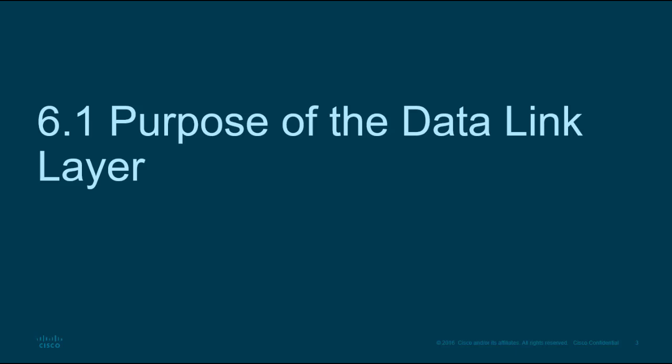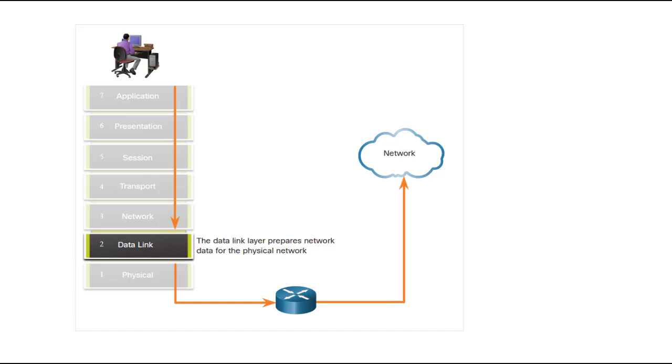What exactly does the data link layer do? In the OSI network model, Layer 1 is the physical layer, and just above that is Layer 2, the data link layer, as shown in the figure. The main job of the data link layer is to prepare network data from the upper layers for transmission across the physical network at the layer below it.